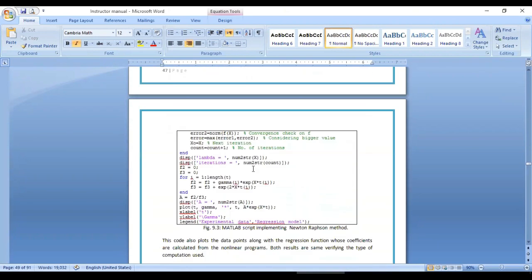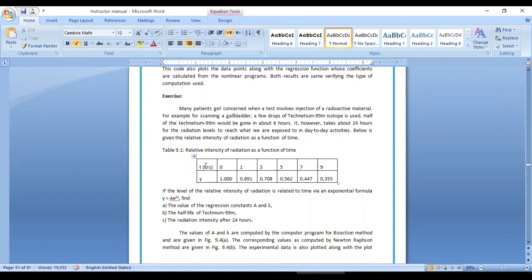And we are given this exercise in which the values of t and gamma are given to us. So this t is given in hours. This gamma is actually the relative intensity of the radiation, and we have to evaluate this nonlinear regression model. So gamma is equal to a e raised to power lambda t. Values of t and gamma are given, and the values of a and lambda are actually unknown.